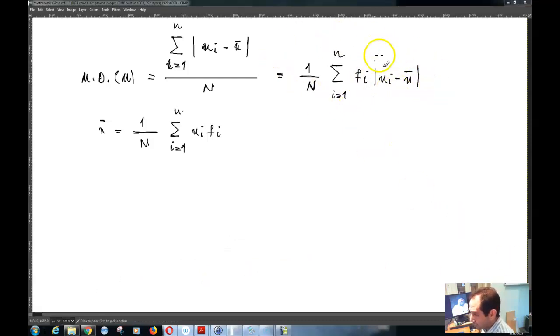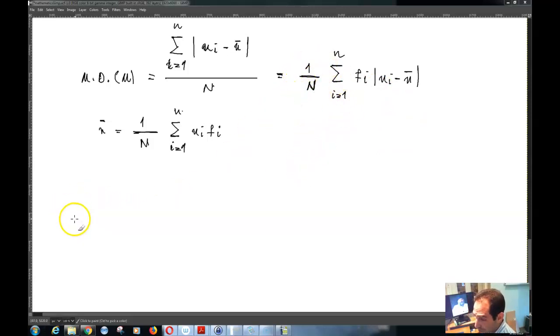But of course you usually do this in separate tables. So in a table you calculate all of your f of I times the absolute value of x of I minus x bar, and so on and so forth, and then you find the sum of all of them. You write the sigma f of x of I in the bottom of the table, and then you calculate that, and then you can of course divide the whole thing by n.